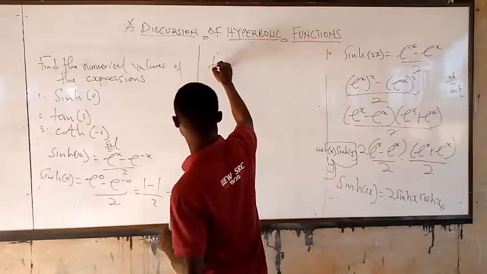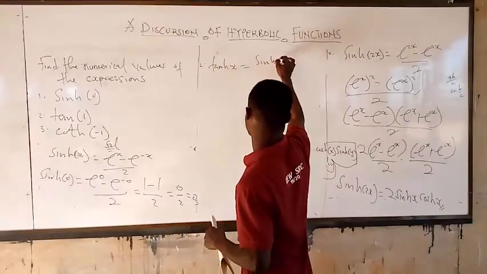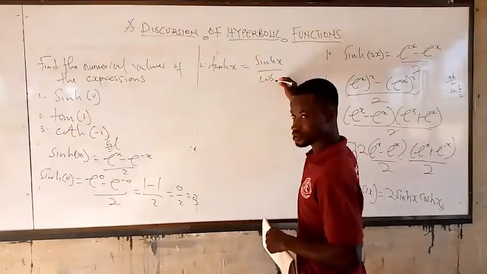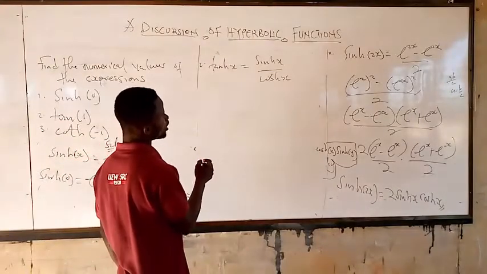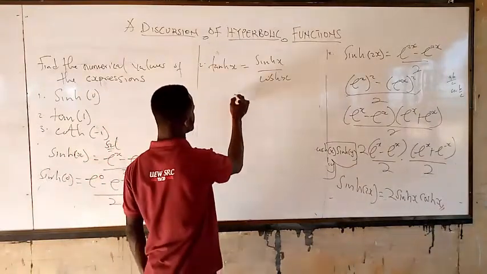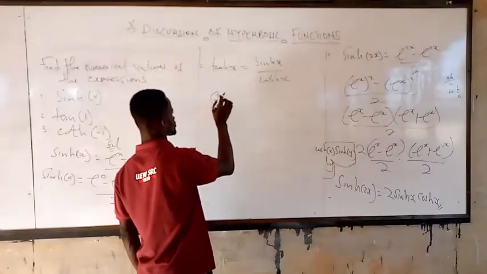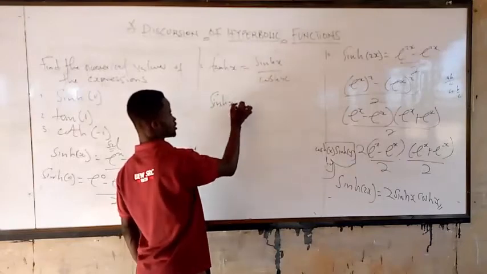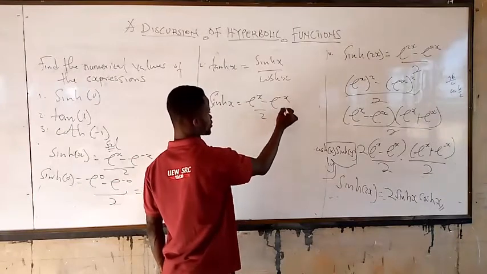Looking at the next one, which is tanh 1. Now we know that tanh S is the same as what? Sinh S over what? Cosh S. And bear in mind that sinh S is the same as what? So with this, you have to go and look for sinh S, which is the same as e raised to the power S minus e raised to the power negative S, all this over 2.